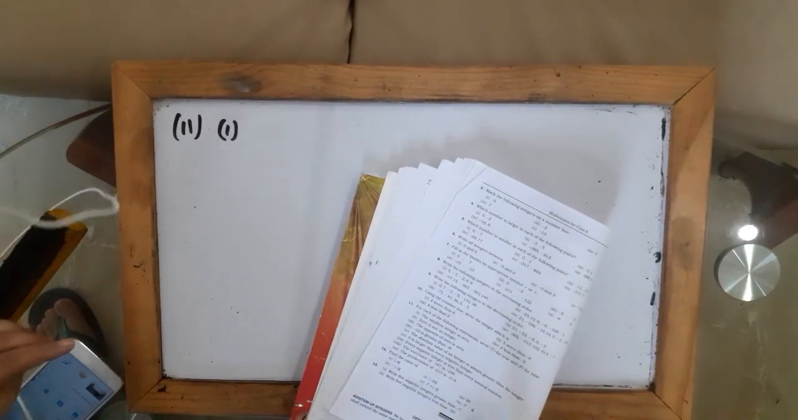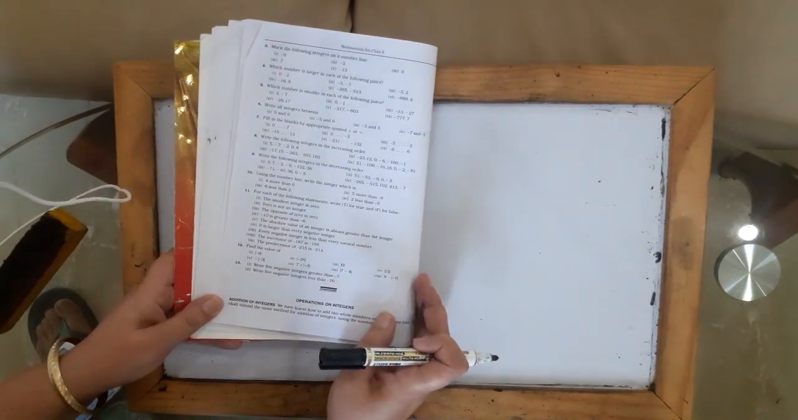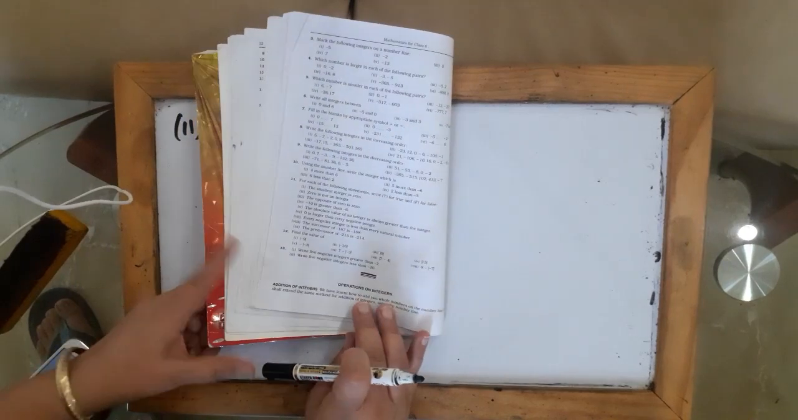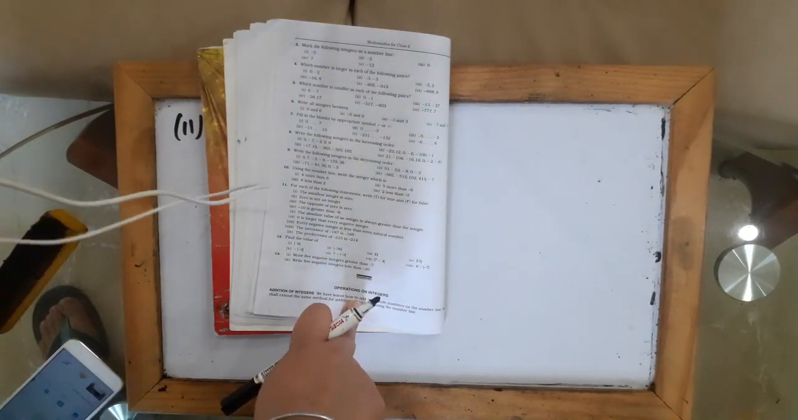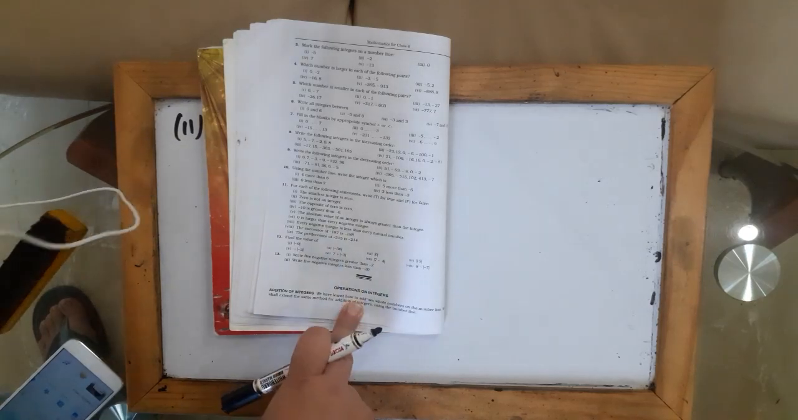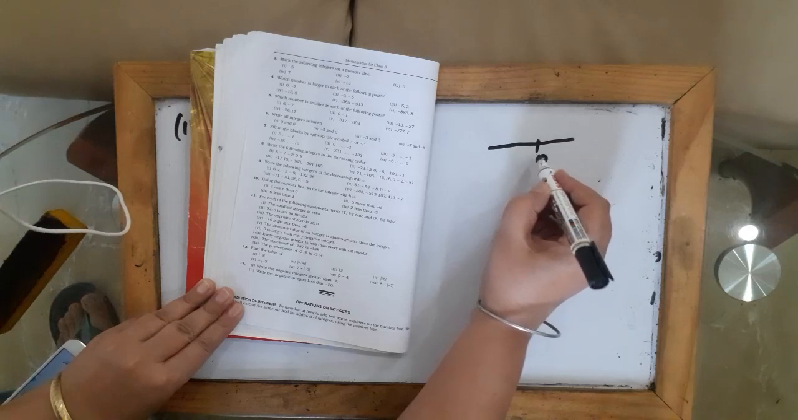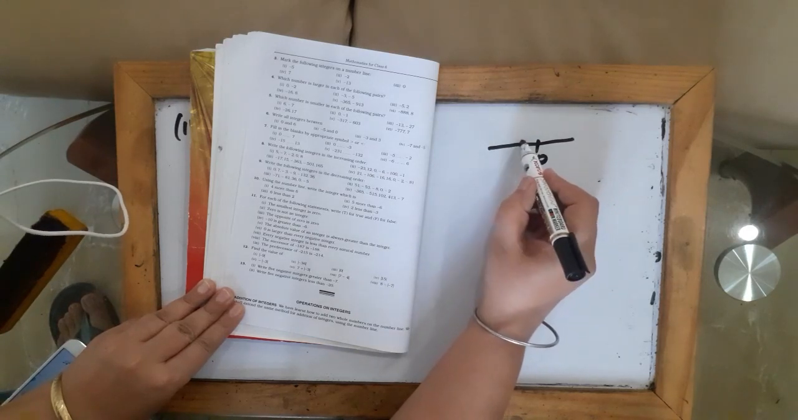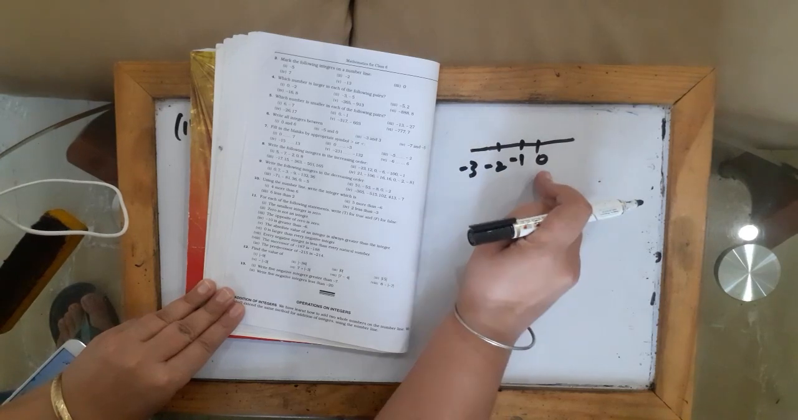We come to the 11th question. In this, some statements are given and you have to tell whether these statements are true or false. Like the first one says, the smallest integer is 0. So is the smallest integer 0? I told you on the number line that before 0 you also have numbers which are smaller than 0.